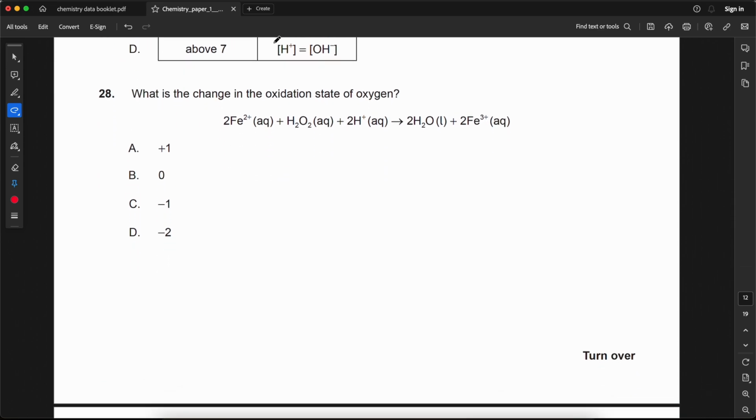What is the change in the oxidation state of oxygen? So here H2O2, hydrogen peroxide, is an exception, so this will be +1, -1, so oxygen is -1. Okay, and for this one, +2, -2.